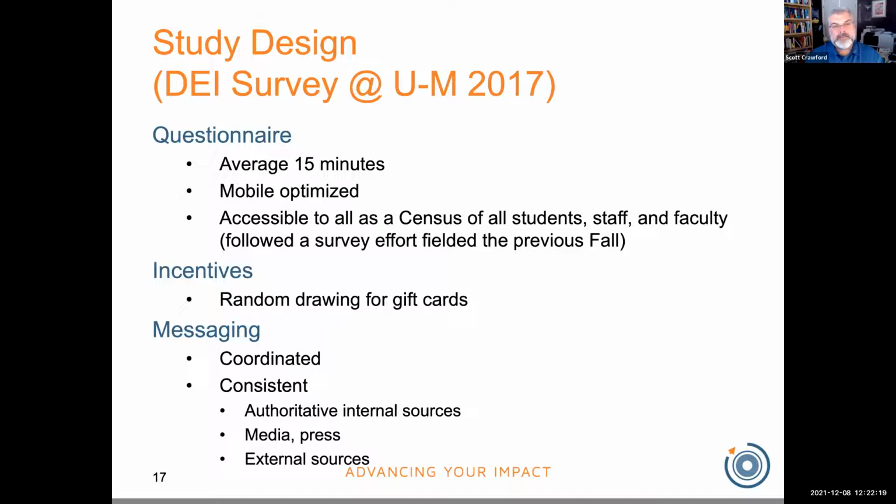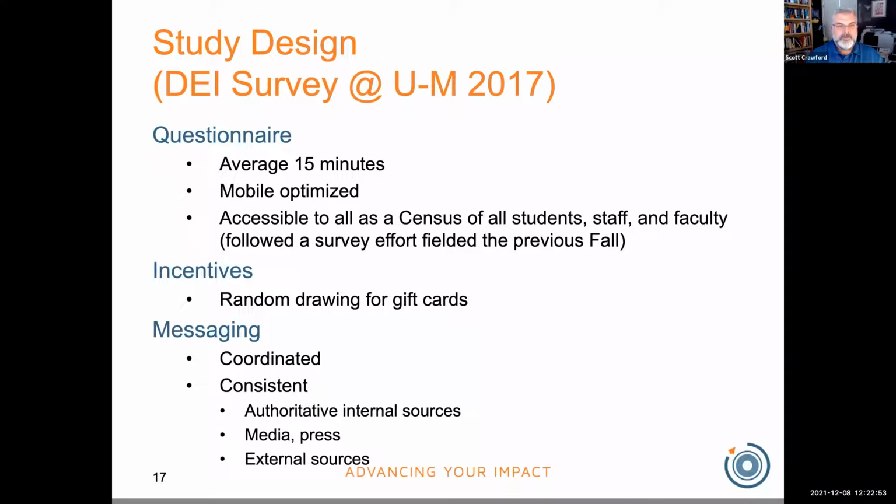Back in 2016, 2017, the study design averaged about 15 minutes. It was a web-based survey, mobile optimized. It was designed to be accessible to all as a census of all students, staff, and faculty. There had been a previous survey in the fall of 2016, a random sample survey, followed by a census the following year. There was a random drawing for incentives, and there was a lot of messaging coordinated with the university to let people know.